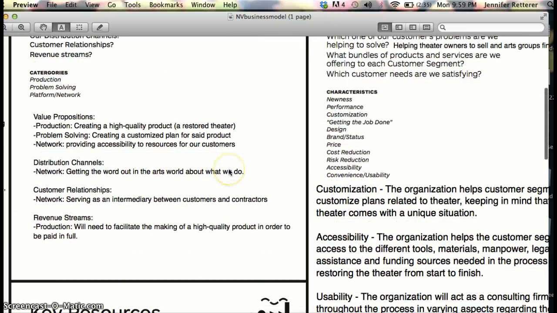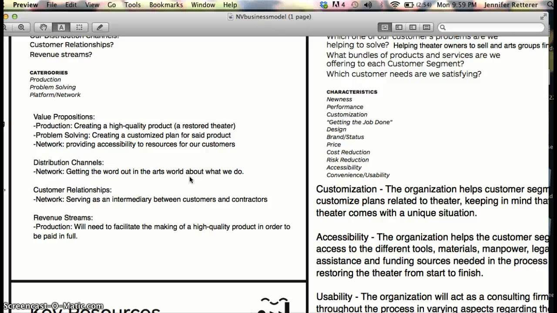Okay, so once again, for our value propositions, I said we would need production, problem solving, and networking. For production, creating a high quality product, which would be the restored theater, that's our outcome. Problem solving, we would need a customized plan for that product.